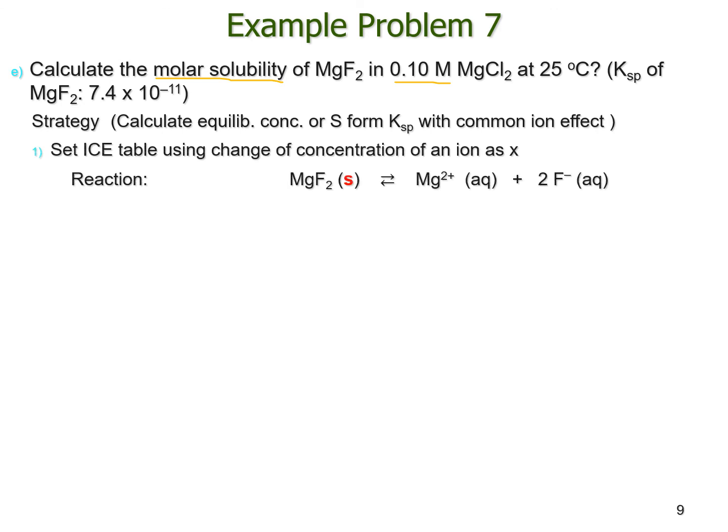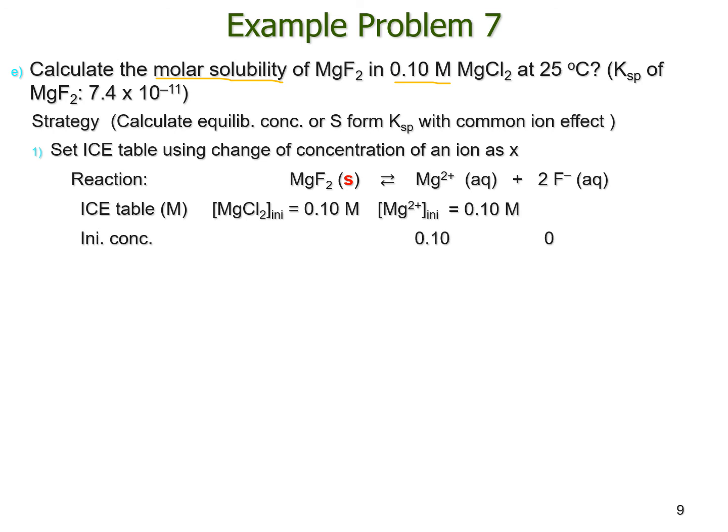So we set up an ICE table. As we set up the ICE table, we need to figure out the initial concentration of certain ions. All right, so we have the initial concentration of magnesium chloride. It's soluble, of course. If a salt is soluble, it's a strong electrolyte, 100% dissociation. So the initial concentration of magnesium is the same as that of magnesium chloride according to stoichiometry, which is 0.10 molar. This is all we need because we have the initial concentration for magnesium present before the dissociation equilibrium takes place.